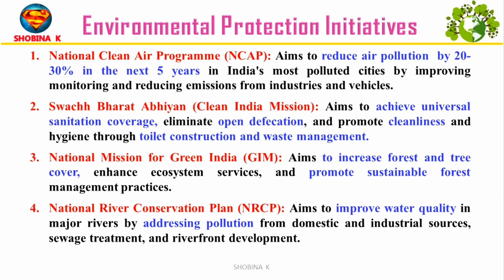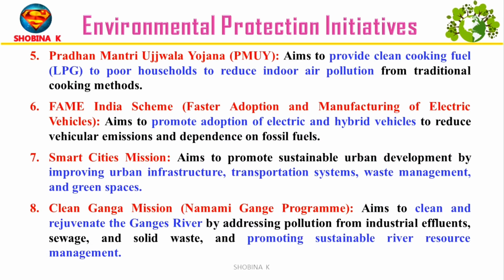National Mission for Green India (GIM). It aims to increase forest cover, restore degraded forest, and promote sustainable forest management practices to mitigate climate change and conserve biodiversity. National River Conservation Plan (NRCP). It aims to conserve and restore India's rivers by reducing pollution, promoting sustainable water management, and protecting riverine ecosystems. Pradhan Mantri Ujjwala Yojana (PMUY). It aims to provide clean cooking fuel to poor households, reducing indoor air pollution and promoting health benefits.